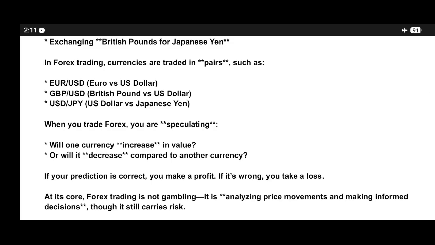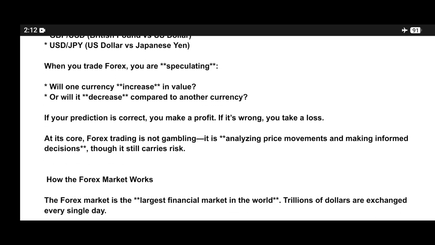When you trade forex, you are speculating. Will one currency increase in value or will it decrease compared to another currency? So whenever you are trading, you are speculating in the forex market. If your prediction is correct, you will make profit. If it is wrong, you will take a loss. So at its core, forex trading is not gambling. It is analyzing price movement and making informed decisions, though it carries risk.